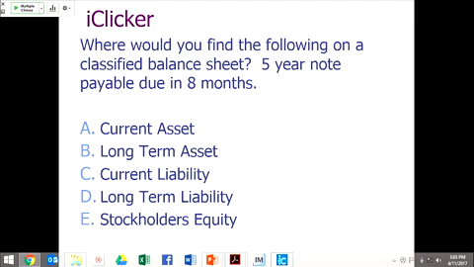Where would you find the following on a classified balance sheet? A five-year note payable that's due in 8 months. Where would it be listed on the classified balance sheet this year?